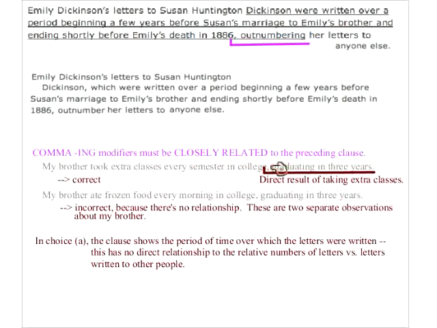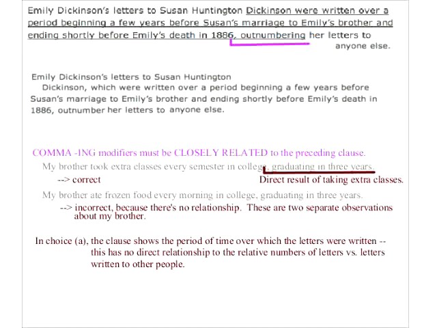Notice how direct this relationship is. My brother took a whole bunch of extra classes, and thus he graduated in 3 years. It's a total, immediate, proximate effect. That's the kind of thing that comma ing modifiers are generally doing. So, you could manufacture some sort of relationship between these, but you would need to make up a whole bunch of facts that are not there in order to do that. So, that's why choice A is incorrect. It's actually the only reason why choice A is incorrect.